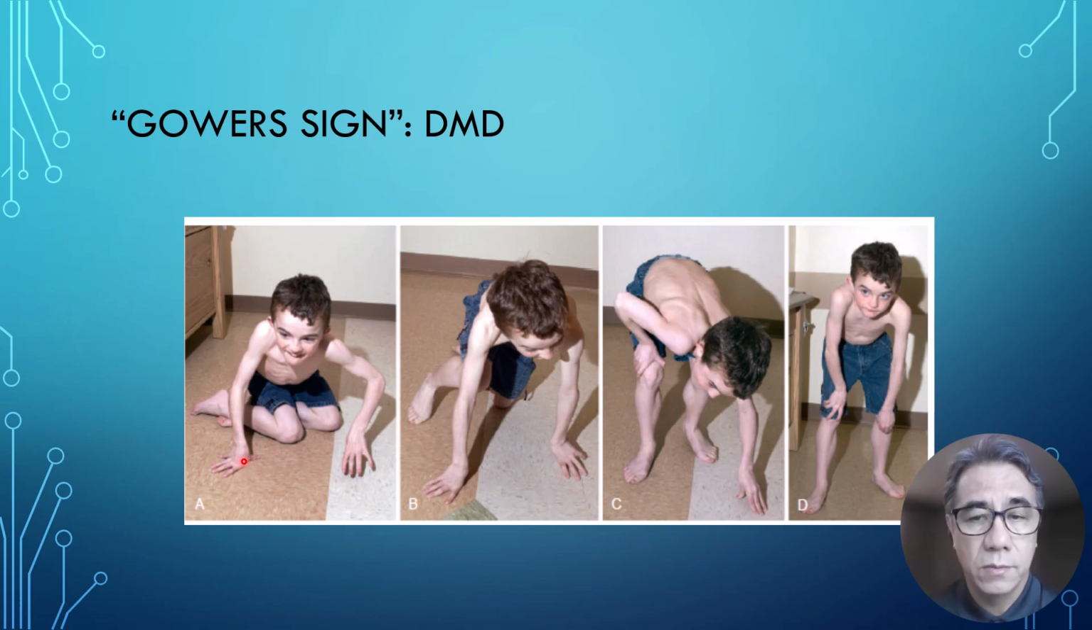So when you ask the patient to stand up from that position, they have to prop themselves up using their arms and pushing themselves up into an upright posture by pushing against their knees or their thighs. So that's called the Gower sign, and is seen in Duchenne's muscular dystrophy, and the weakness often involves initially the proximal muscles, but eventually all muscles become involved.